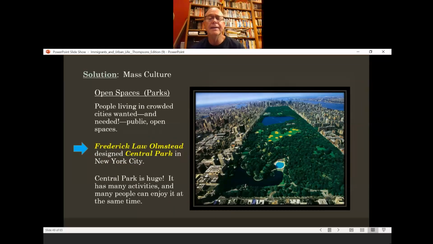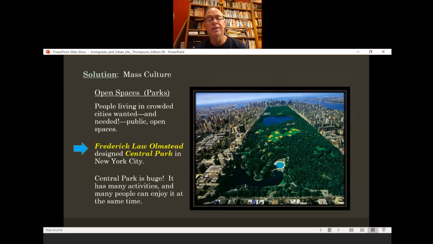They also created these magnificent parks. What you're looking at right here is probably the most famous park in all of America. I'm not talking about a national park, but a park within a city. This is Central Park, and it's 843 acres right in the center of Manhattan. Manhattan is one of the 5 areas of New York City. It's the most famous area.